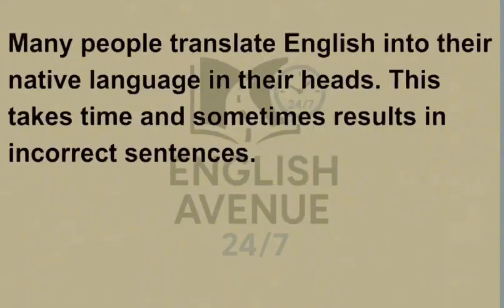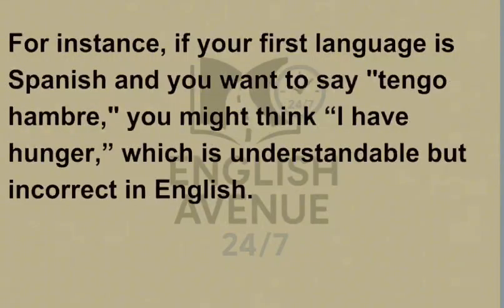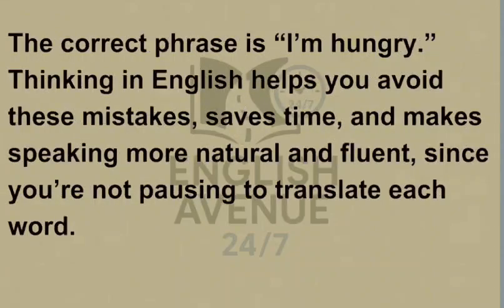Let's get started. Many people translate English into their native language in their heads. This takes time and sometimes results in incorrect sentences. For instance, if your first language is Spanish and you want to say tengo hambre, you might think I have hunger, which is understandable but incorrect in English. The correct phrase is I'm hungry. Thinking in English helps you avoid these mistakes, saves time, and makes speaking more natural and fluent, since you're not pausing to translate each word.